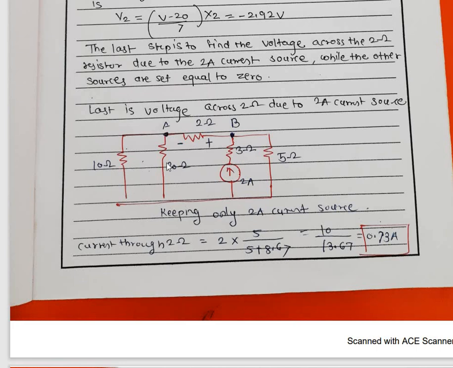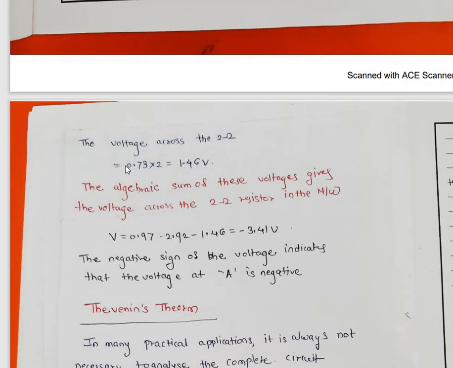Just see how this 8.67 is coming. This is 10 parallel 20. The resultant will be 200 divided by 30, that is 20 upon 3, so 6.6 something. The remaining is 2: 6.6 plus this 2, therefore 8.6 or 8.67. Now the total will be 10 divided by this 13.67. So the current flowing through this 2 ohm is 0.73, and therefore the voltage drop across 2 ohm will be 0.73 into 2, that is 1.46.